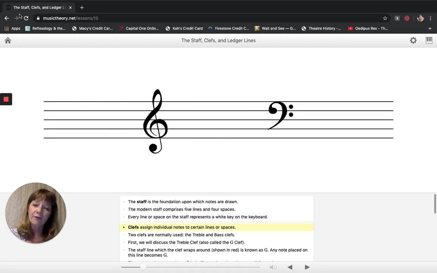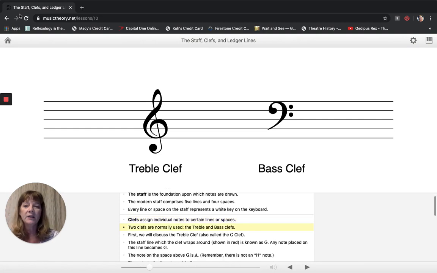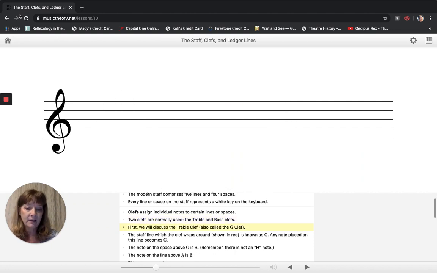The clef is the individual symbol that tells us what notes are on which lines. Okay, clefs assign individual notes to certain lines and spaces, and we have 2 clefs. One is the treble clef, and one is the bass clef. Most musical theater performers are going to sing on the treble clef. First, let's discuss this treble clef.